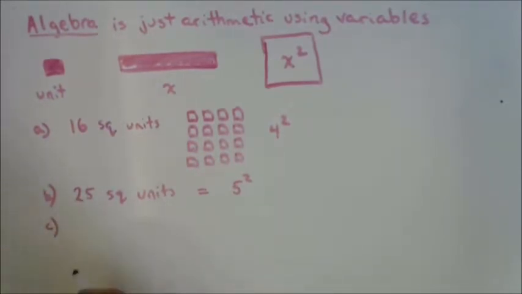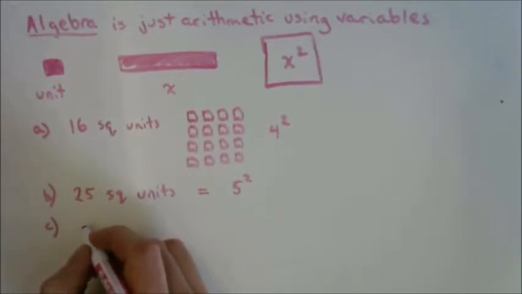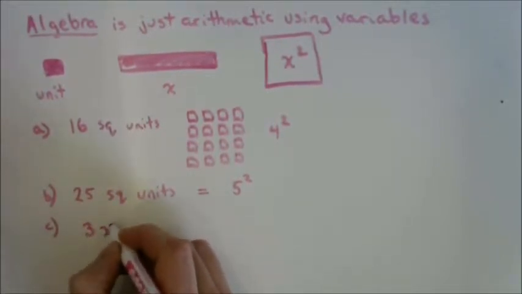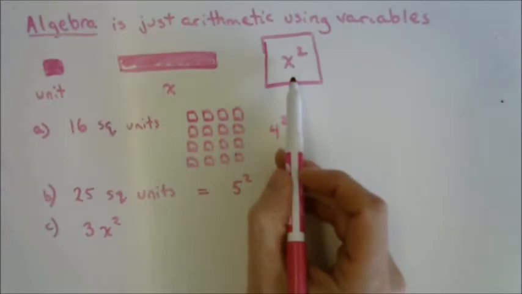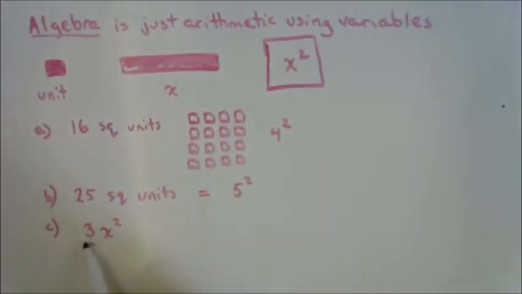And we're going to move to C. Don't call this one out, but think about it. It's 3x squared. What would that be? Think about this. Is it going to make a perfect square if you put them all together? It's not. You have x squared, and how many of them do you have? 3. You have 3 of them.